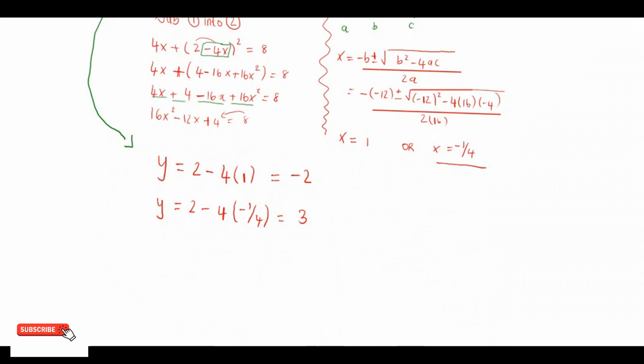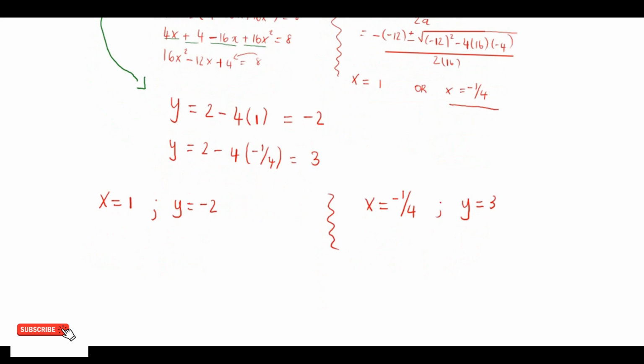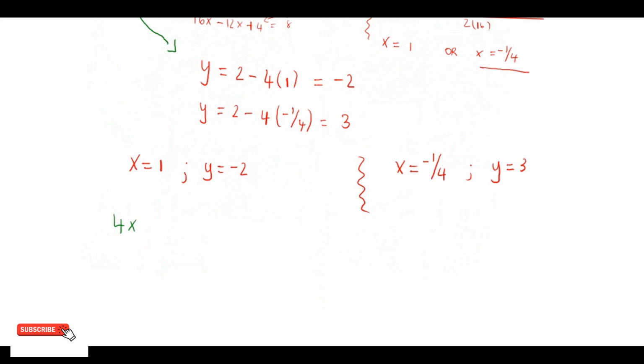We found that when our x is equal to 1, our y is equal to negative 2. And on the other side, we found that when your x is equal to negative 1 over 4, your y is equal to 3. So this is what we're checking, to see if these answers are correct. I said that I was going to substitute them into the equation 4x plus y, which is equal to 2. This is how you check, so that when you leave the exam, you know that you've nailed it.